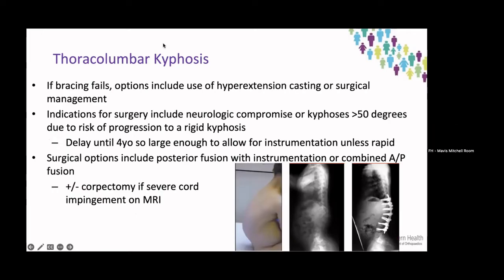If bracing fails, the options include hyperextension casting or surgical management. The indications for surgery include neurologic compromise or kyphosis of greater than 50 degrees, due to the risk of progression to a rigid kyphosis. Generally, it's recommended to try and delay any surgery until 4 years of age so that the child is large enough to allow for instrumentation, unless the kyphosis is rapidly progressing. The surgical options include posterior fusion with instrumentation or combined anterior and posterior fusion, depending on the degree of kyphosis. The addition of corpectomy may be required if there's severe cord impingement on MRI.